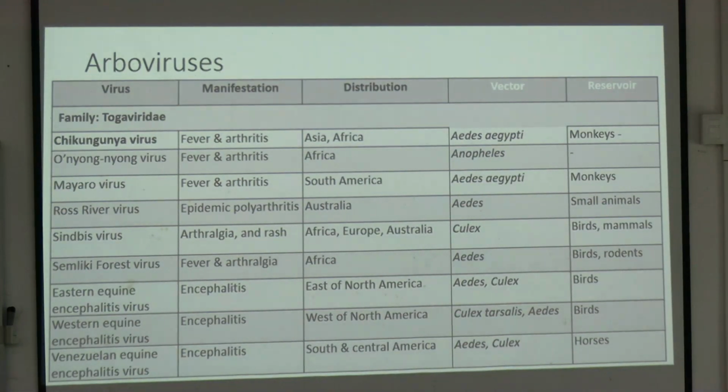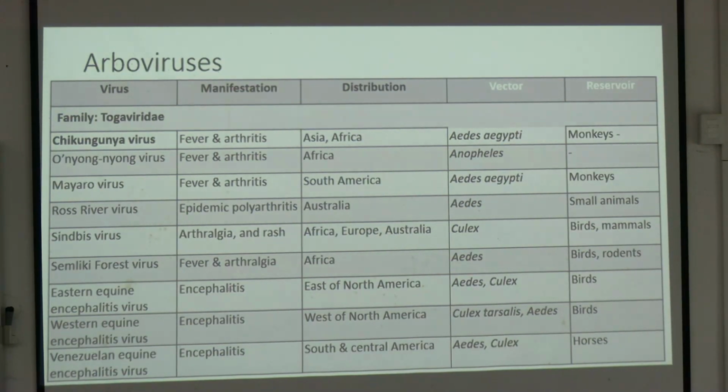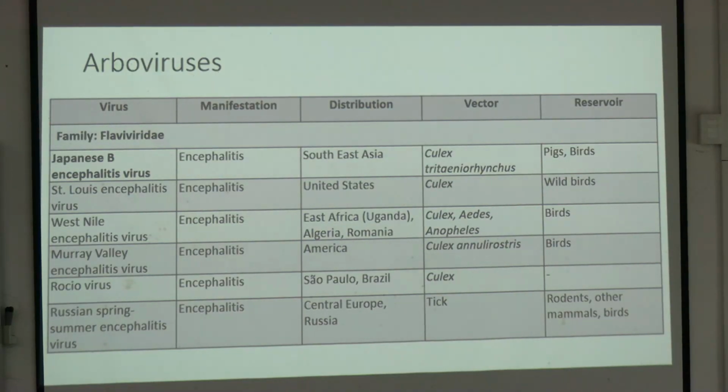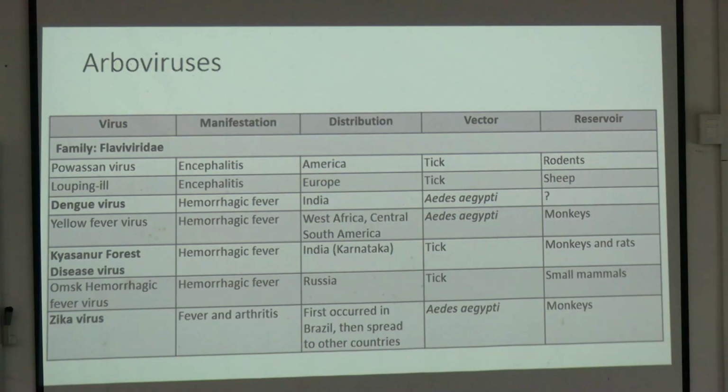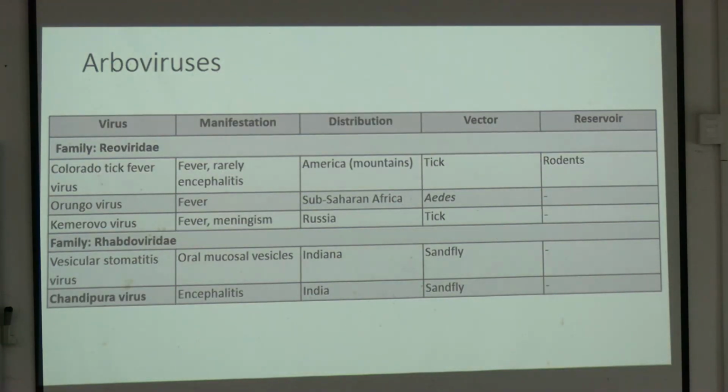So, among the arboviruses in India, some of the infections are common. Like in Togaviridae, we have Chikungunya virus. Next. In Flaviviridae, we have Japanese encephalitis virus. In the Flavivirus group, we have dengue, KFD, that is the Kyasanur Forest disease, and Zika virus. Next. In Bunyavirus, we have sandfly and Ganjam virus. These diseases are very uncommon or rare. And last, in the rhabdovirus, we have Chandipura virus. This has been named after Chandipur in India.